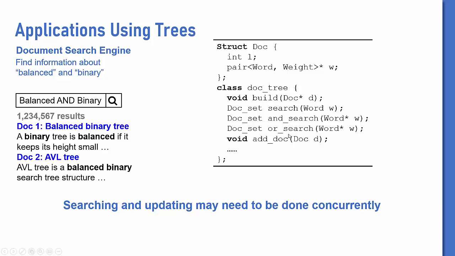At the same time, we can add new documents to the document search engine, so we may need to update it. In practice, a very important consideration is that searching and updating can be done concurrently. When some users are calling the search queries, the server at the same time may need to add new documents to the tree. So in this case, we need both correctness and performance.